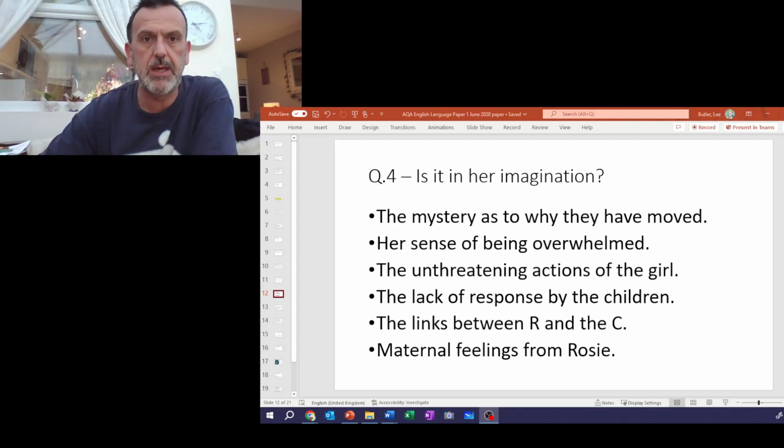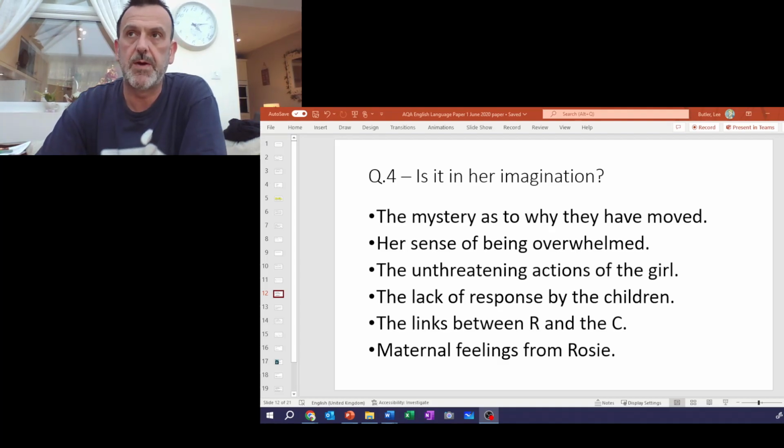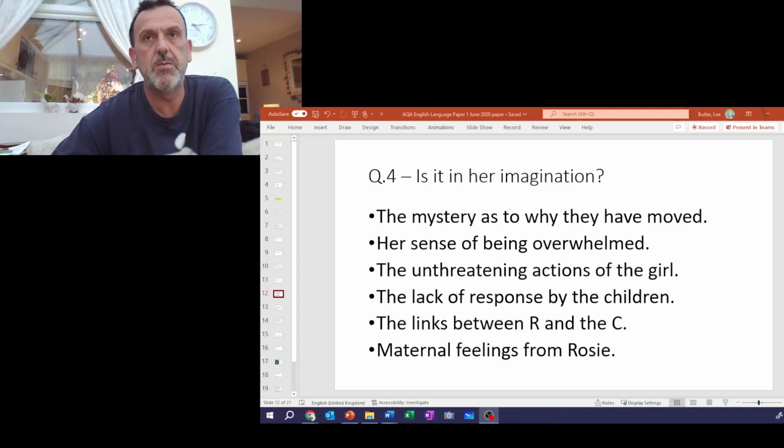So, obviously, the key point in the statement is: is it an imagination? You are meant to agree. It is. The exam board have said this. I've been in meetings, I've seen it said on online meetings, and I've read it. You are meant to agree with the statement.